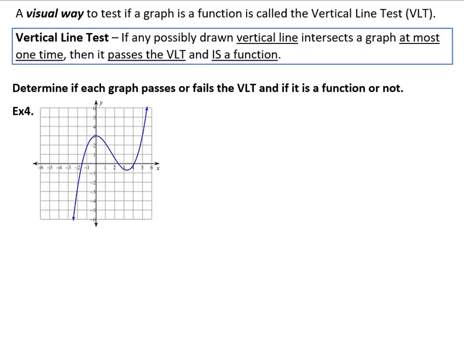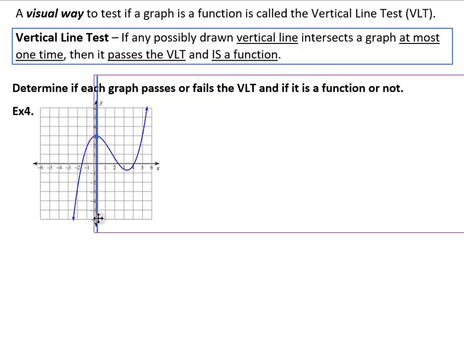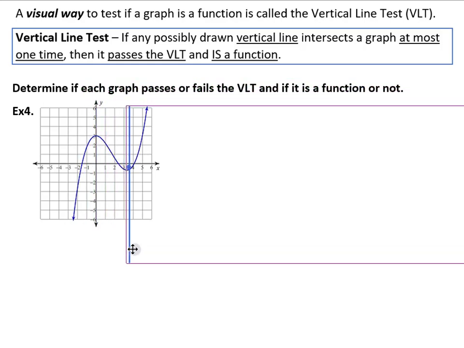Okay, so determine if each graph passes or fails the vertical line test, and if it is or isn't a function. Okay, so here's our first graph. We've got this nice curving polynomial here. So imagine you were drawing in some sort of straight line, and we'd look for where that line intersects my graph. So it looks like it's intersecting my graph right here, this one point. That's where it's intersecting that curve. Now imagine if I were to be able to grab that line and move it left to right. You could probably tell, sorry for some of the editing here, but anywhere I move this line, it's only going to be touching my graph once.